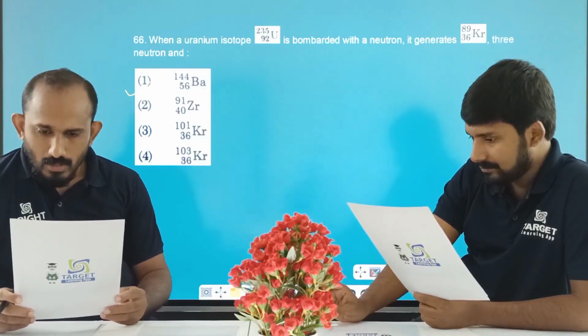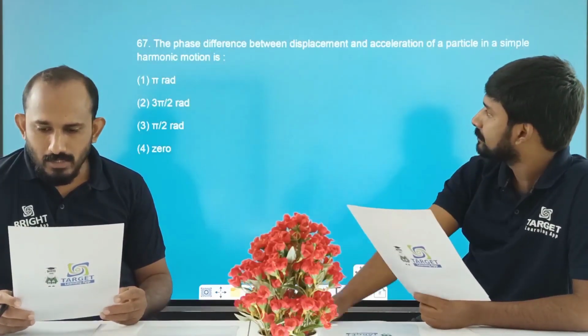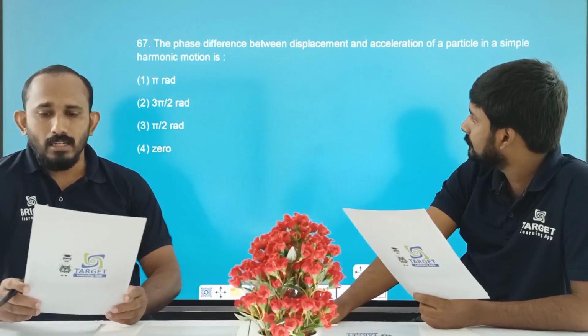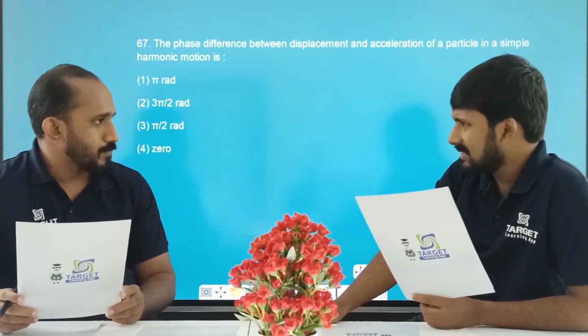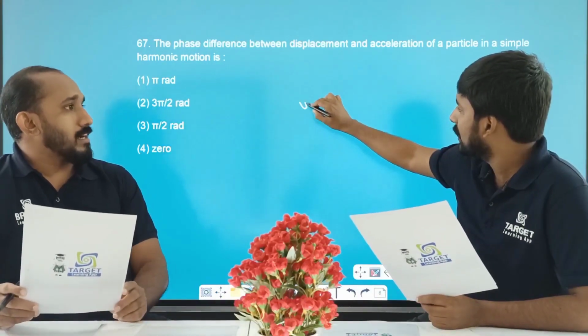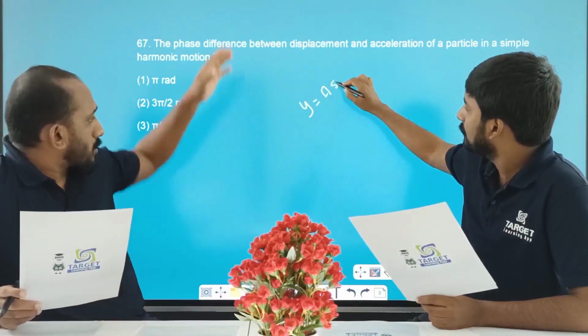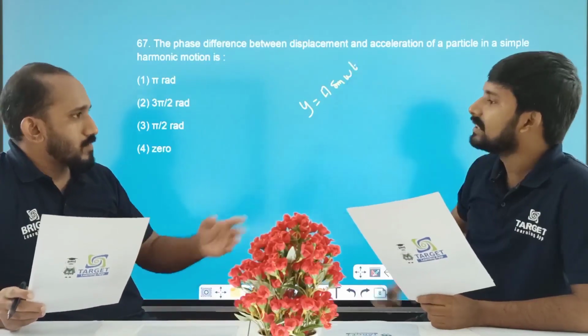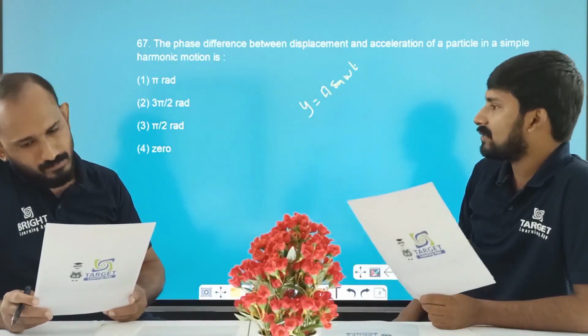Question 67. The phase difference between displacement and acceleration of a particle in simple harmonic motion is from the oscillation chapter from grade 11. It's very simple, a basic level question. Once we studied simple harmonic motion, we formed the graphical representation, and the phase difference we discussed is pi. Directly we can write the answer as pi.